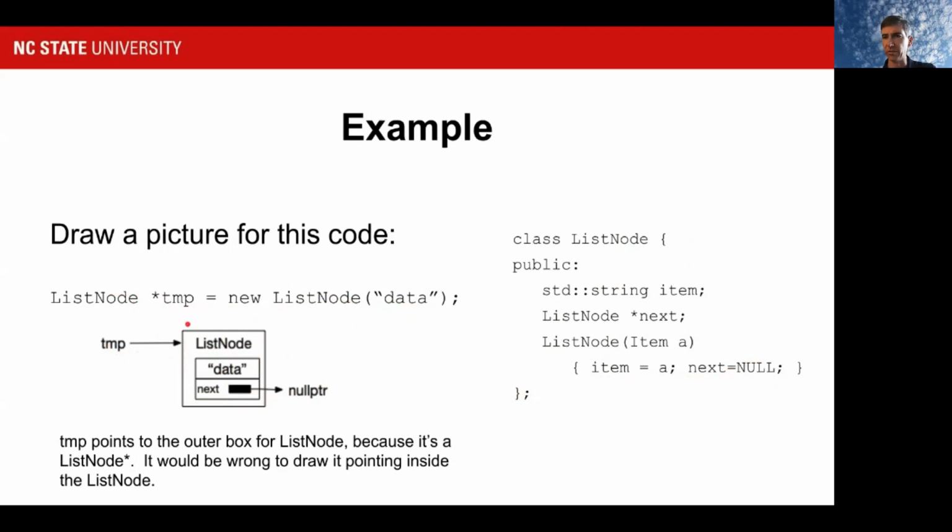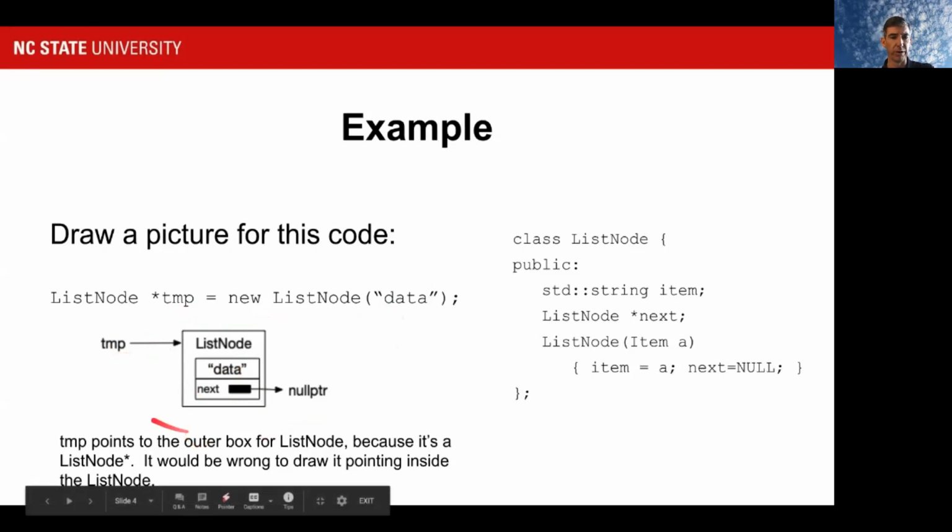Right? I don't need to know exact addresses to be able to draw a picture like this, because it's meant to be implied that list node is an object that's somewhere in memory. It contains this data string. Its next pointer is null. And I have this local variable temp that's pointing to it. And this tells me pretty much everything about what this line of code is doing or has done.